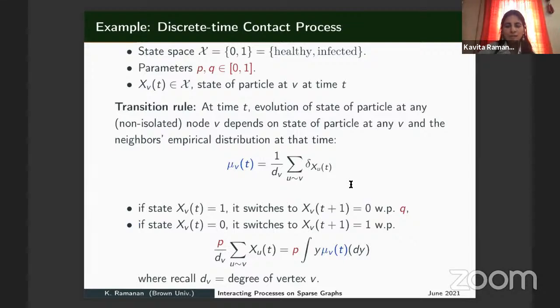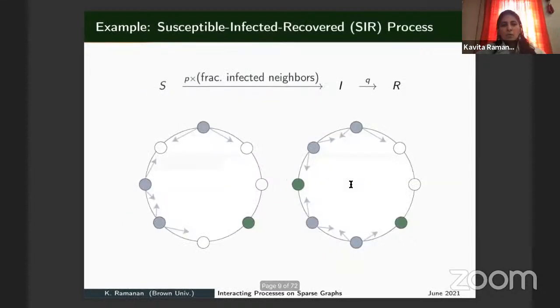Okay, and then there's, of course, many versions of this. For instance, you have versions of epidemiological spread models. Another one is called the susceptible infected recovered process, which has 3 states, S, I, and R. If it's in the susceptible state, then it goes to the infected state with some factor P times the proportion of infected neighbors.